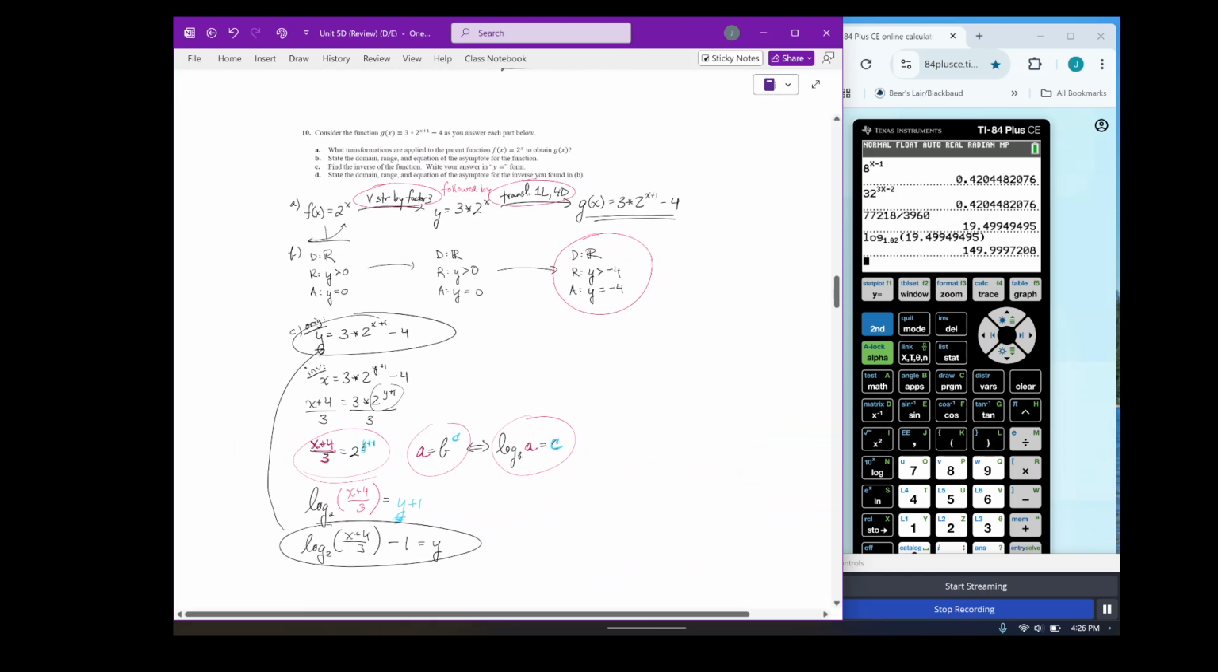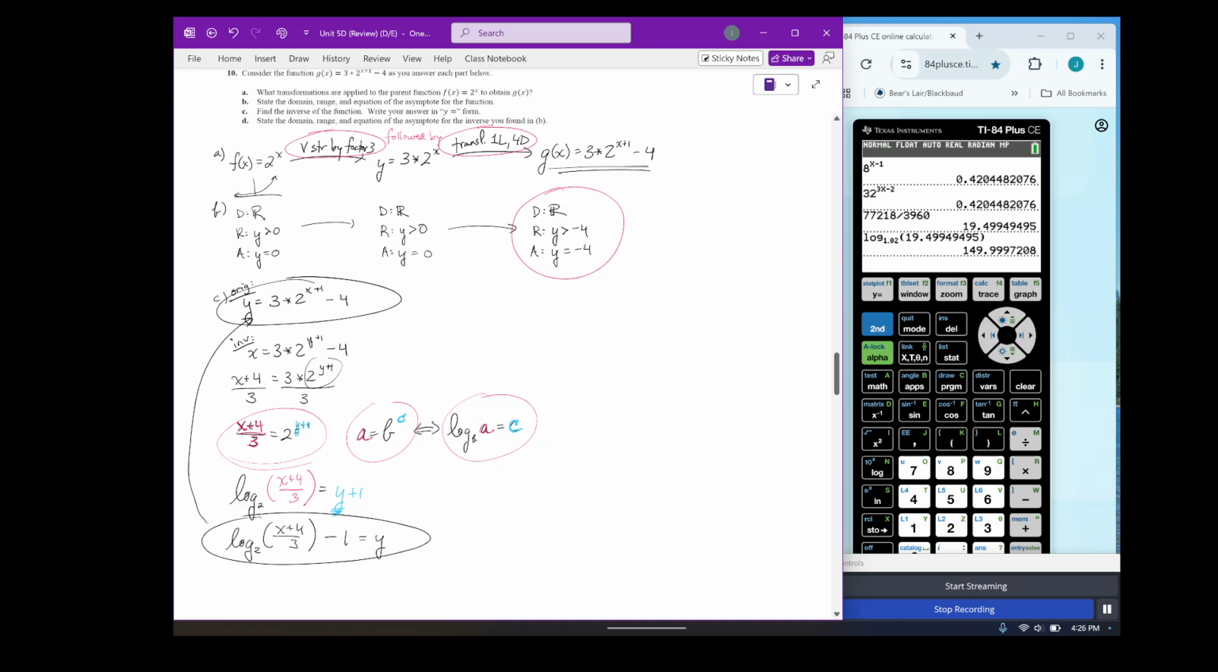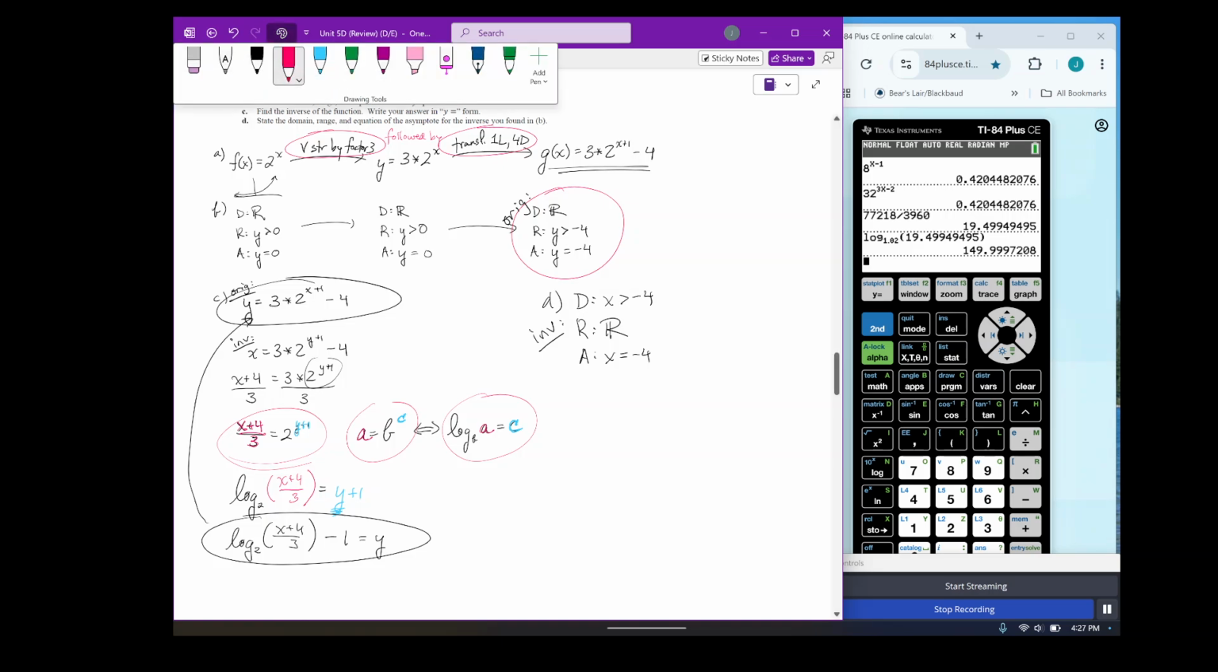Let's see, I think the last one is domain, range, and equation of the asymptote for the inverse. Okay, so the domain, the range, and the asymptote for the inverse. This is the original. Okay, remember we switch x's and y's, so instead of y greater than -4, it's now x, which makes it a domain instead of a range. And instead of y equals -4 for the asymptote, it's now x equals -4 for the asymptote. And instead of x's being all real numbers, now y's are all real numbers. So here is the answer to D.